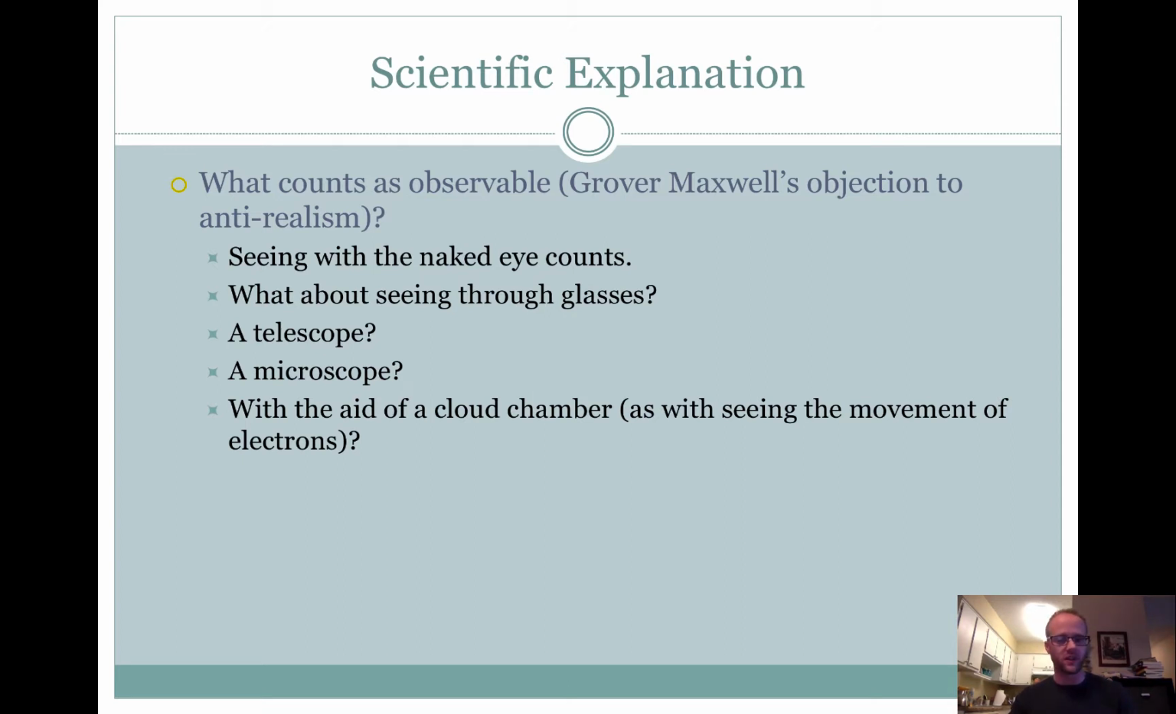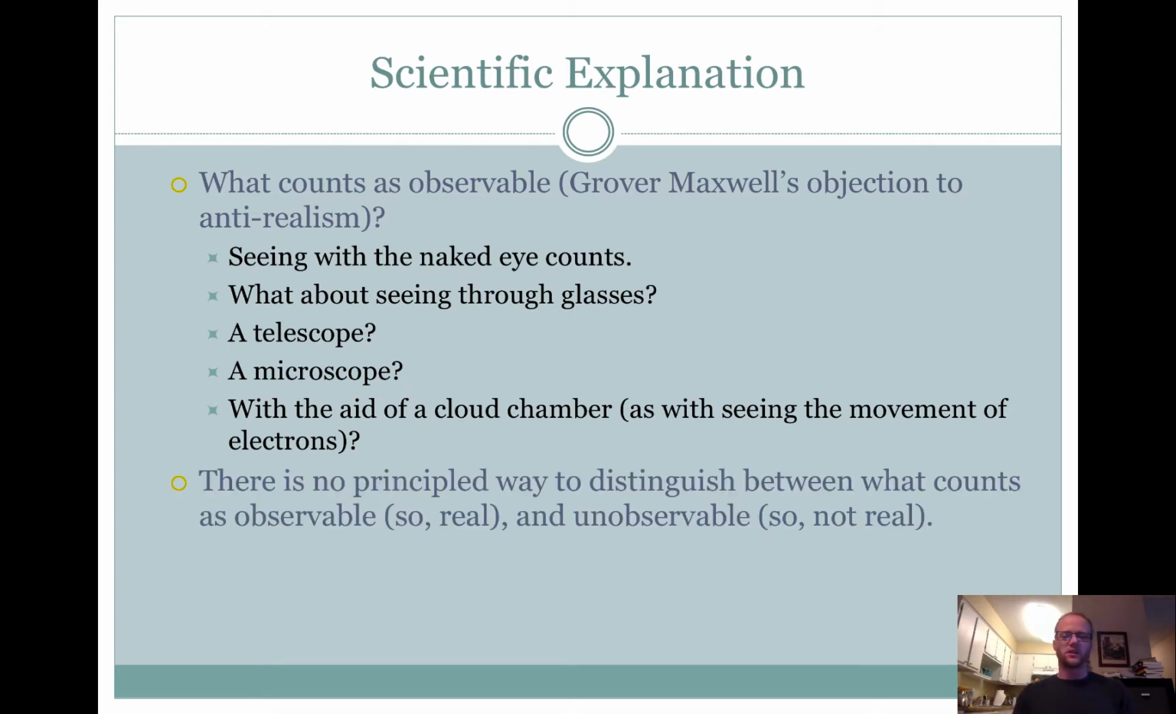What about a microscope? Same deal. What about a cloud chamber? In cloud chambers, you don't strictly speaking see the electron, but you see evidence of the electron having moved. Okay. Is that a type of observation of an electron? So the objection goes, there isn't any principled way to draw a hard line between what counts as observable and unobservable, and so according to the anti-realist, not real. There's no way to draw that line, say the realists.